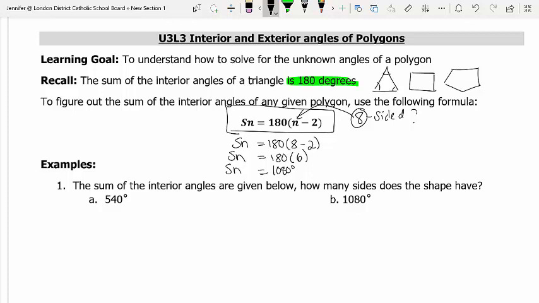So the sum of interior angles are given below. How many sides does the shape have? So this time we're given the sum, and we need to find out how many sides it is. Right? Before we knew how many sides it was, but we had to find out the sum. So we're just kind of going backwards now. So if the sum is 540, we can plug that in for Sn and solve for n. So 540 is the sum of the interior angles, so make sure you plug it into the sum of the interior angles spot.